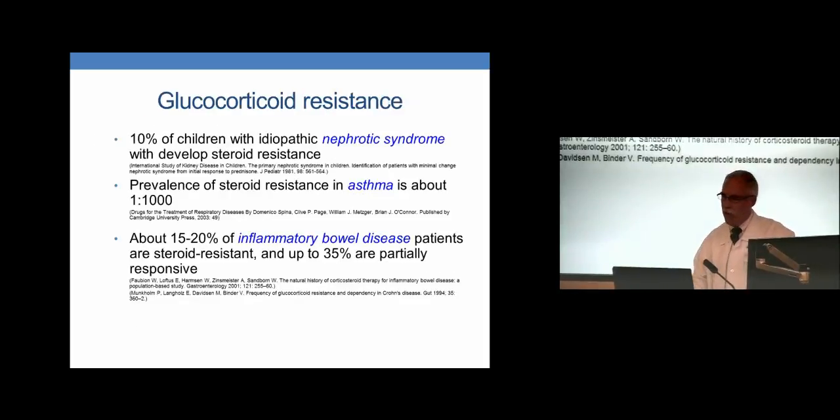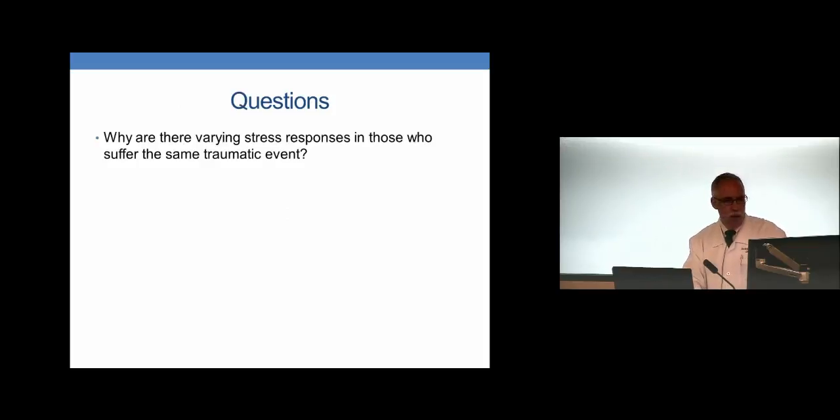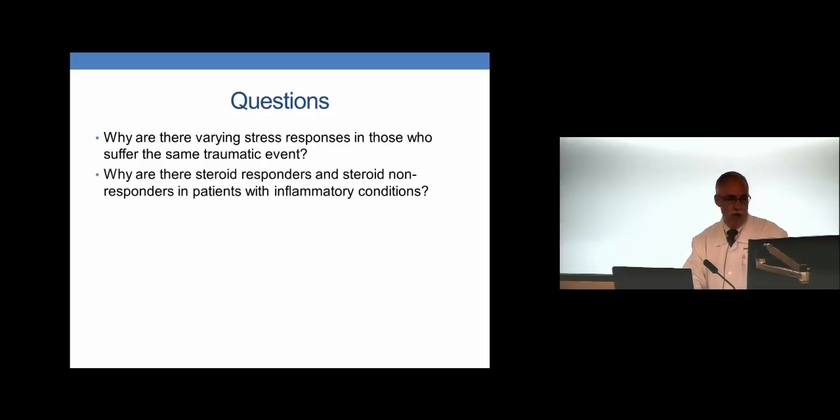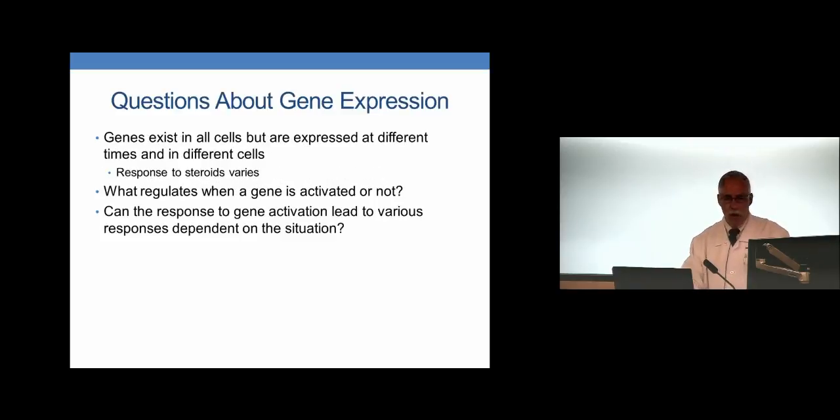We also know that a lot of times we treat people for diseases with steroids, and then there's an incidence of resistance to steroids: 10% in nephrotic syndrome, 1 in 1,000 in asthma, 15 to 20% in inflammatory bowel disease. So we need to know why they might have this resistance. The questions I'm asking are: why are there differential responses to stress, and why is there resistance to steroids? So we'll go into that.